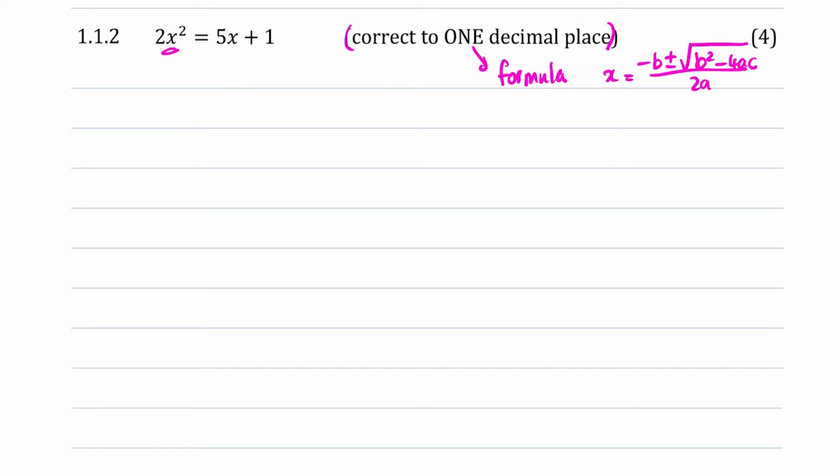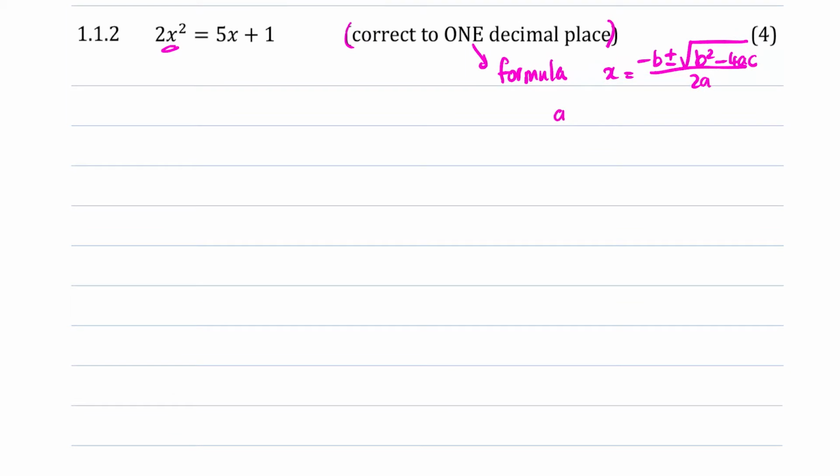Well, what are a, b, and c? Where do I get those from? I can only get those if I put the original quadratic equation into standard form: ax squared plus bx plus c equals 0. I don't have this equation in standard form, so my first step is to put it into standard form. It doesn't matter which side it's on, but if I've already got x squared on the left-hand side, I'm going to subtract 5x from both sides and subtract 1 from both sides. And now I've got it in standard form.